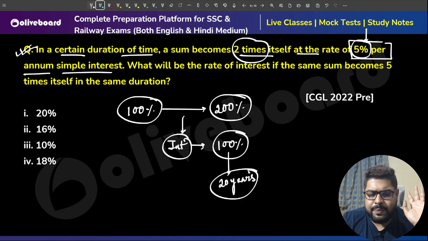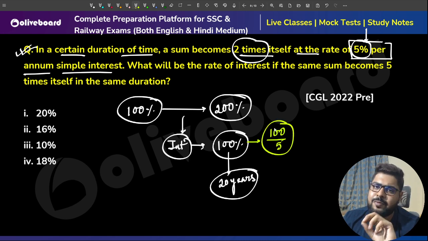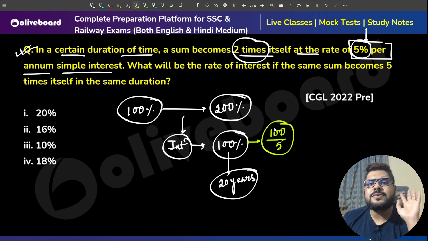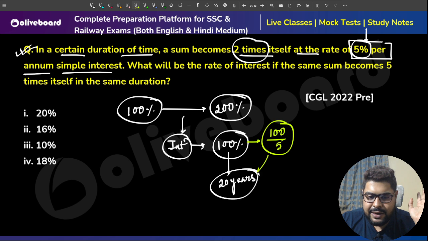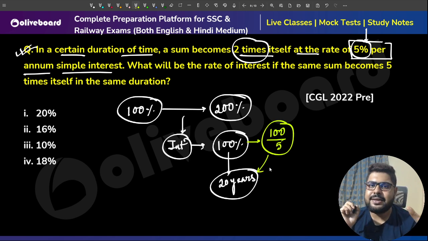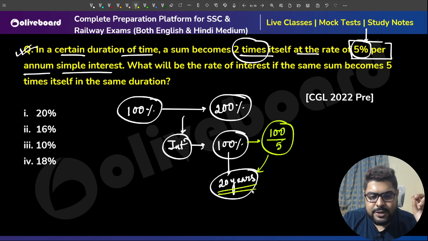It is a very simple calculation. How did I do it? By doing 100 by 5. 100% at 5% every year, so in how many years will I get to 100%? 5 twenties are 100, so 100 by 5 is 20 years. Right, sir? So the time period is 20 years.